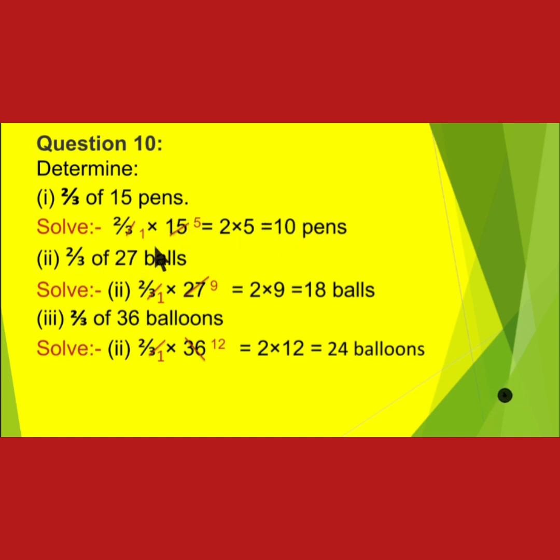Similarly, 2 upon 3 of 27 balls. 2 upon 3 into 27. 3 times 1 is 3 and 3 times 9 is 27. So 2 into 9, which is 18 balls. Then 2 upon 3 of 36 balloons. Here "of" means into 36. The denominator is cut by the numerator. So 3 times 1 is 3 and 3 times 12 is 36. 2 into 12 equals 24 balloons.